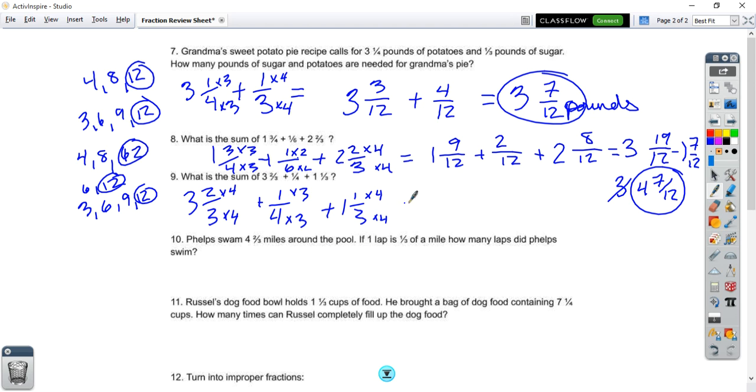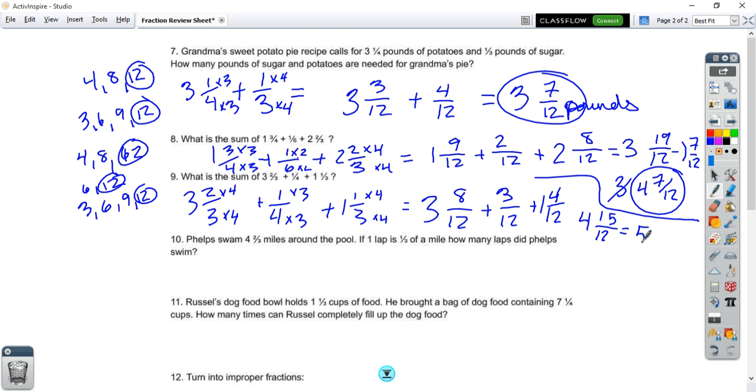So we have 3, keep my whole, and 2 times 4 is 8 twelfths. Plus 1 times 3 is 3 twelfths. Plus 1 times 4 is 1 and 4 twelfths. So now I have 3 plus 1 is 4. And then 8 plus 3 gives me 11. 11 plus 4 is 15 twelfths, which is equal to 5 and 3 twelfths, which is equal to 5 and 1/4, if I simplify.